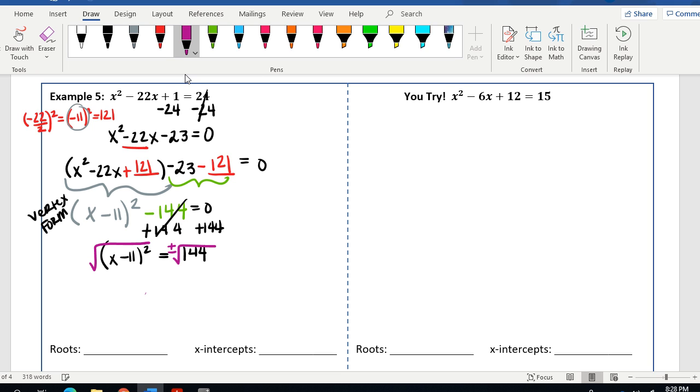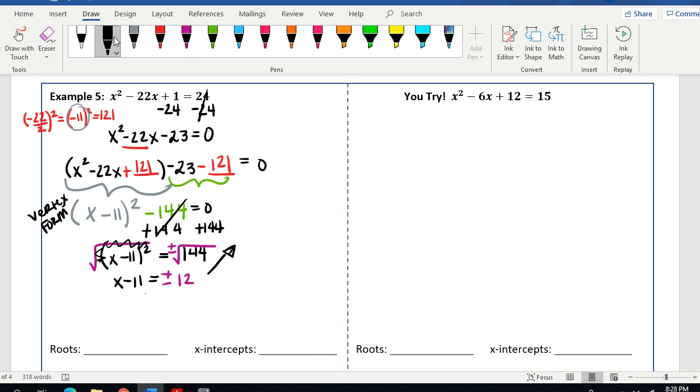But I want to do the plus or minus, because on the left side, the square and the square root cancel. So I'm left with x minus 11. And on the right side, I'm left with a plus or minus. I'm looking at this 144. I'm like, ooh, this is a beautiful, perfect number because it is a perfect square number. The square root of 144 is 12. So I've gotten rid of that square root.